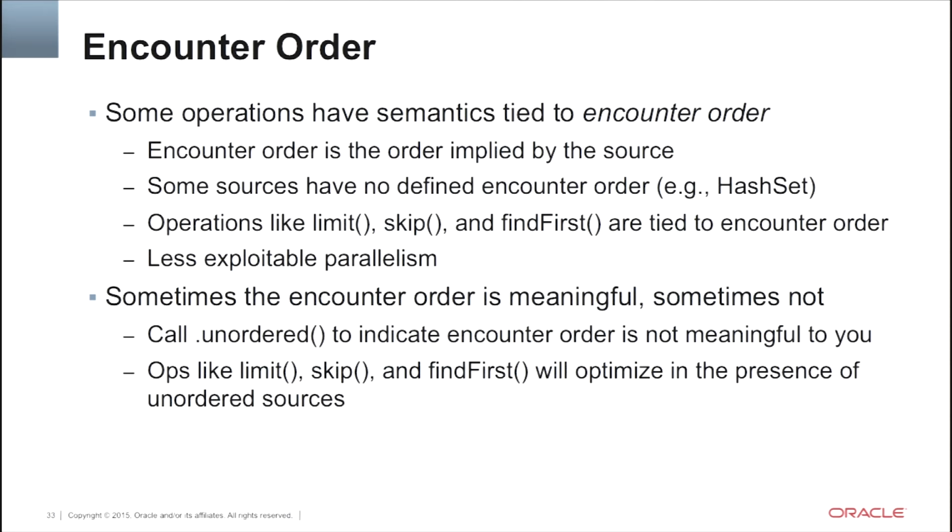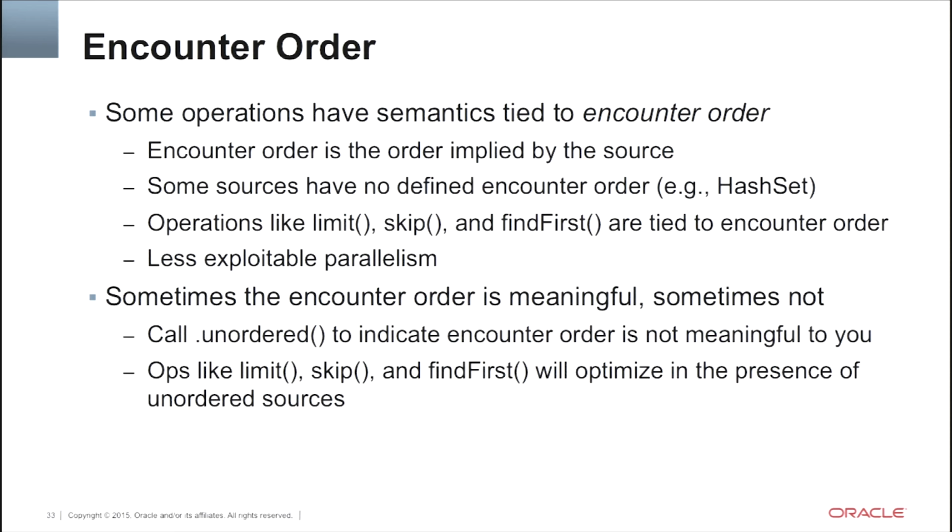Okay, here's another factor that affects parallel performance: encounter order. What do you do in your stream pipeline? What operations are you performing? Are you doing simple things like mapping and filtering, or are you doing things that are tied to encounter order? Now, encounter order is the order that's implied by the source. Some sources have a natural encounter order, an array or a list. They have a first element and a second element and a third element. A hash set does not have an encounter order. You can iterate it and you'll get elements in some order, but the order isn't meaningful.